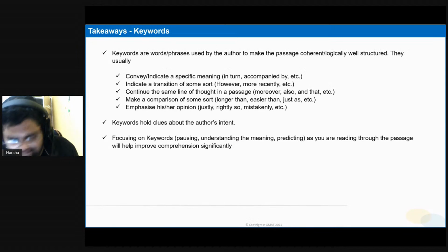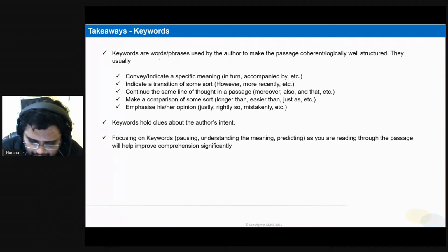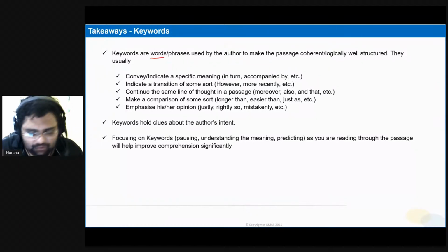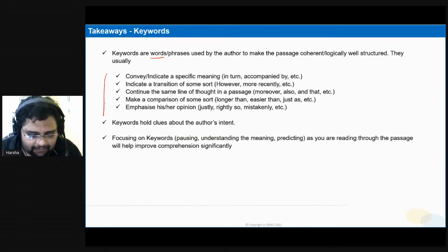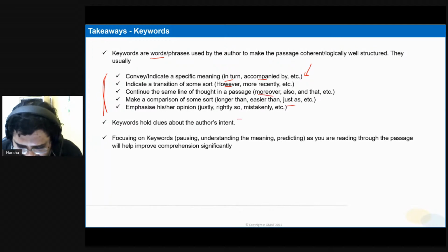So my takeaways, and I hope for some of you these are the takeaways. I told you what keywords are. These are those words or phrases that the author uses, kind of to make the passage more coherent, but to convey some specific meanings. So we saw all the examples, and a lot of these you actually saw in this passage. All right. Keywords hold clues about the author's content. What should you be doing when you see a keyword in your passage? You pause.